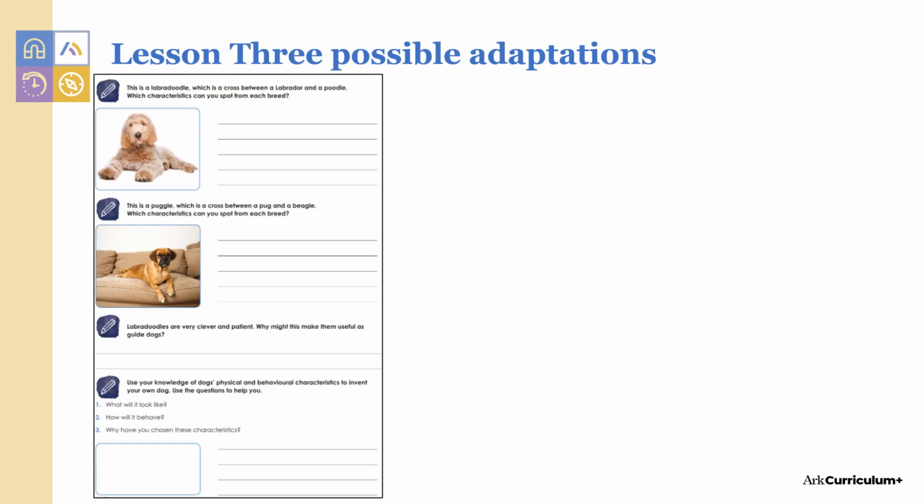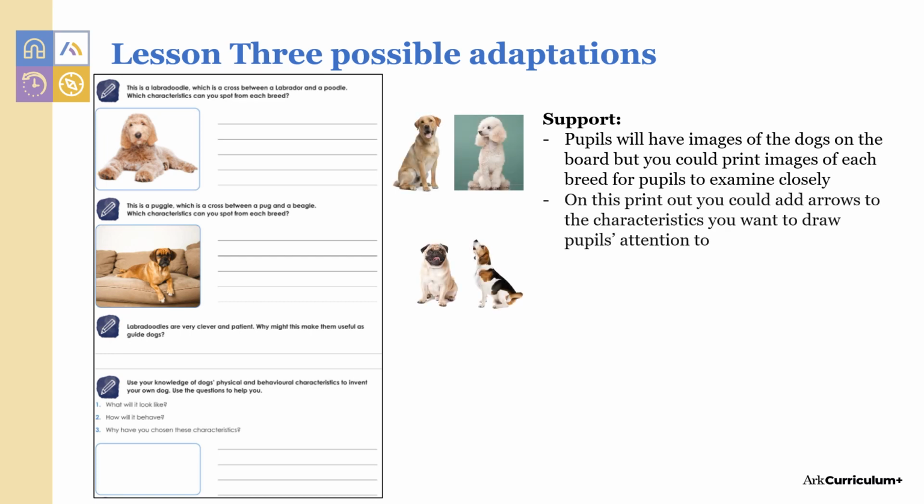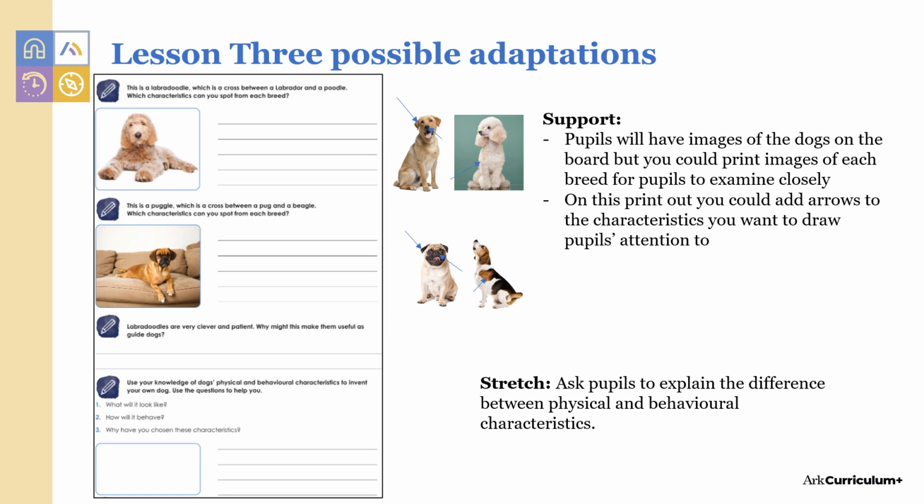In Lesson 3, pupils will need to complete 4 right questions. You can support pupils by printing the images of each breed of dog for pupils to examine closely. On this printout, you could add arrows to the characteristics you want to draw pupils' attention to, and stretch pupils by asking them to explain the difference between physical and behavioural characteristics.